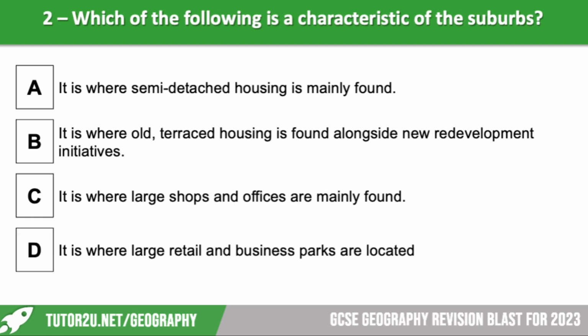Number 2, which of the following is a characteristic of the suburbs? A, it is where semi-detached housing is mainly found. B, it is where old terraced housing is found alongside new redevelopment initiatives. C, is where large shops and offices are mainly found. And D, is where large retail and business parks are located. Okay, let's have a look at the answer. A, it's where semi-detached housing is mainly found.